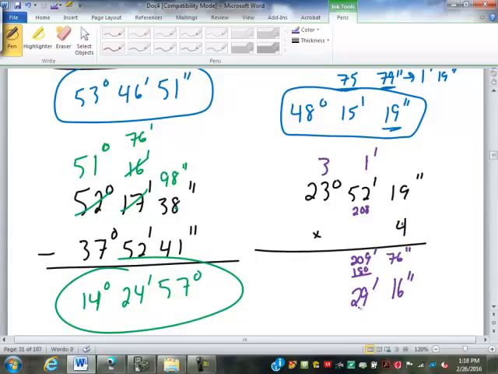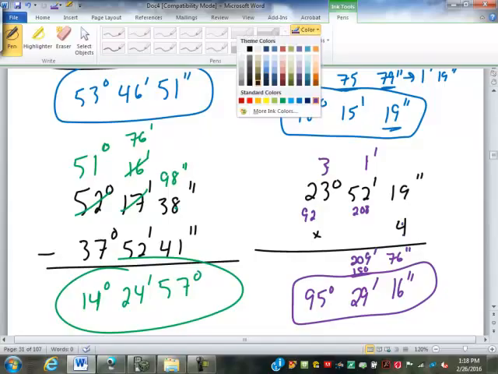Everybody see where we got the 3 and the 29? Questions? Yeah. We take 60 out of 209 3 times. That was 180. So it's like a division and remainder again. 209 divided by 60 is 3, with a remainder of 29 left over. So now we've got 4 times 23 is 92, plus 3 is 95 degrees. Because you multiply before you add. Always multiply before you add. Order of operations.